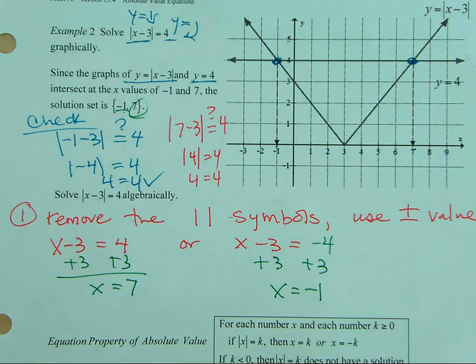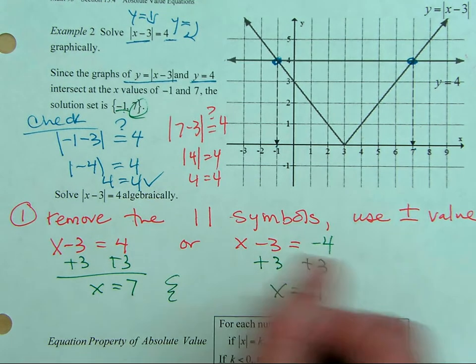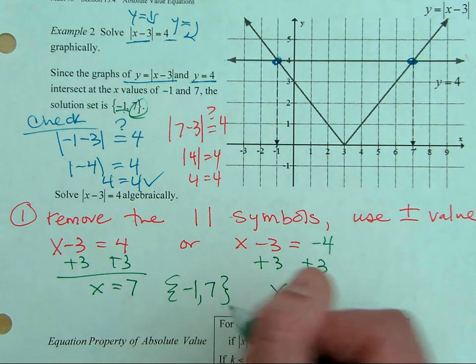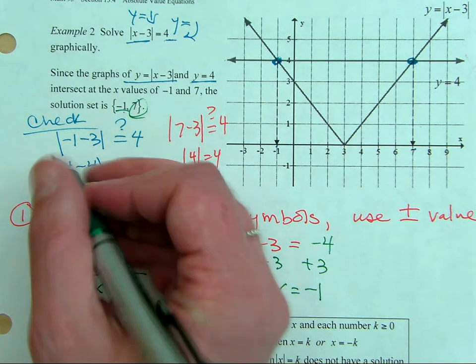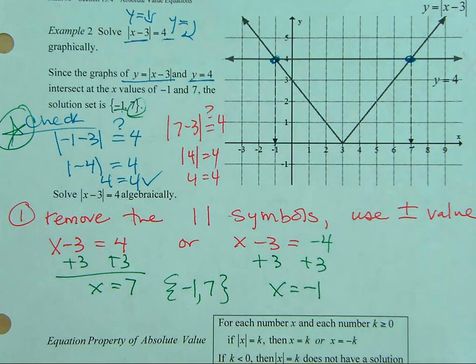So I've already shown the check, but if I solved algebraically, I could put my two solutions in set notation, and then I would always want to check, because we don't want to have nuclear meltdowns, right? We're going to check our work, okay?